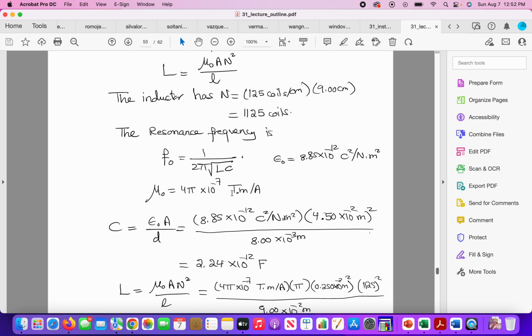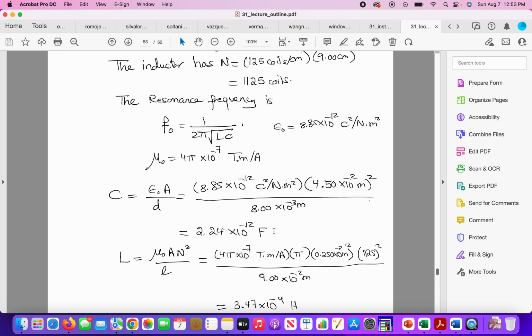Remember, these are square plates. Each side is 4.5 centimeters, and we need to convert into meters here. A is the area. Then this is the electric constant divided by the distance between the two plates, which is d, and it is converted here into meters. And this is the capacitance, 2.24 times 10 to the negative 12 farads.